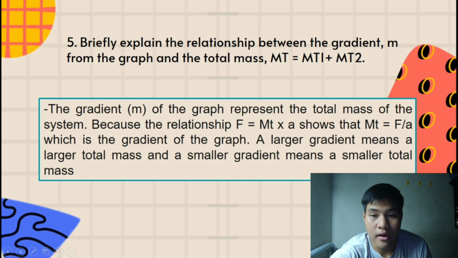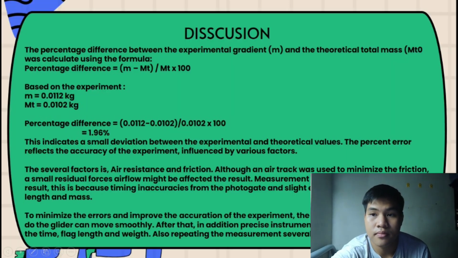The gradient of the graph represents the total mass of the system because the relationship F equals mt times a shows that mt equals F divided by a, which is the gradient of the graph. A larger gradient means a larger total mass, and a smaller gradient means a smaller total mass.